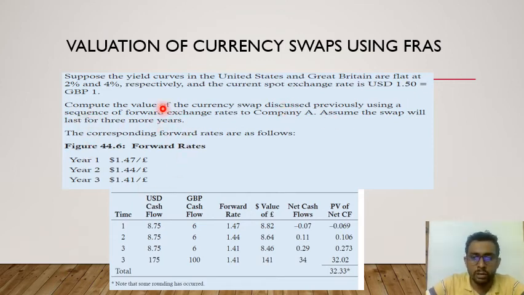So we'll have to find out the forward rate at the beginning. The forward rate is found out by using these interest rates which are given and the USD rate at spot. 1.5 for the first year, 1.5 into 1.02 divided by 1.04, which gives 1.47. This 1.47 for year 2 will give 1.47 into 1.02 divided by 1.04. Likewise, for 3 years we will have to calculate the FRA.